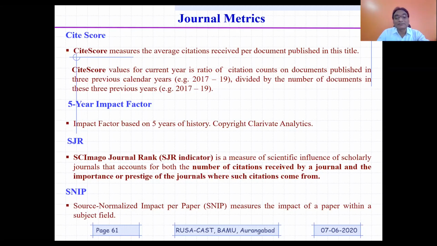Next factor is SJR. What is SJR? SJR is Scimago Journal Rank indicator. Scimago Journal Rank is also a measure of scientific influence of scholarly journals that accounts for both the number of citations received by the journal and the importance or prestige of the journal where the citation is coming from. This means it's not only the number, the quality is also going to matter. For example, one particular journal having 1,000 citations, but who has referred to those journals, right? Which journals have cited this particular journal, right?